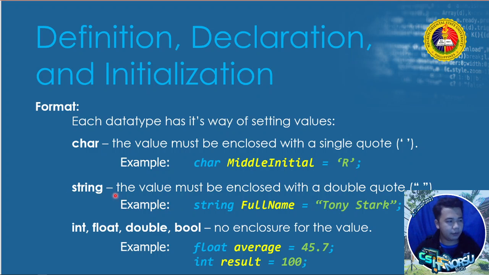For strings, however, the value must be enclosed with double quotes. For example, full name, which is a string. Since we declared that full name is a string, the value should be enclosed with double quotation. However, for int, float, double, and bool, no enclosure is needed. For example, for float, the average is 45.7. For integer, the result is 100. There is no need for any enclosure.